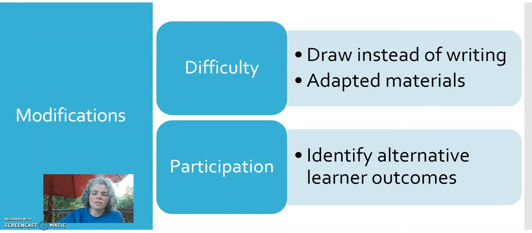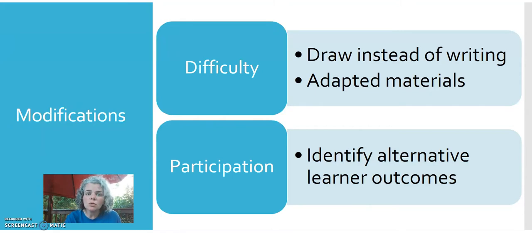And then finally, participation, which really is about identifying alternative learner outcomes. Let's say you have students who are working in a small group and they're writing a report and creating a presentation. When you assign that project to a group of students, you pretty much expect equal participation among the group members.